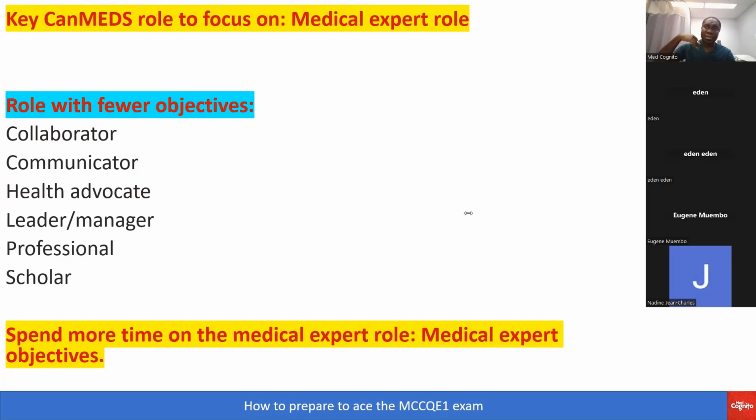Brute repetition of the MCC objectives, just reviewing them. So someone asked, after reviewing the objectives, where should you go? Sure. If you want to go to Toronto Notes, that's fine. You can also go to UpToDate as well, because UpToDate is the MCC's suggested resource. You can go to UpToDate, or there's another resource called DynaMed.